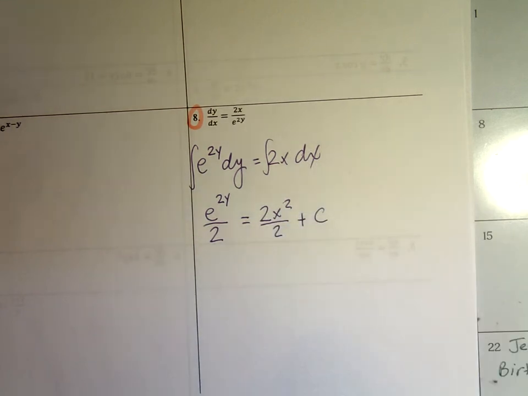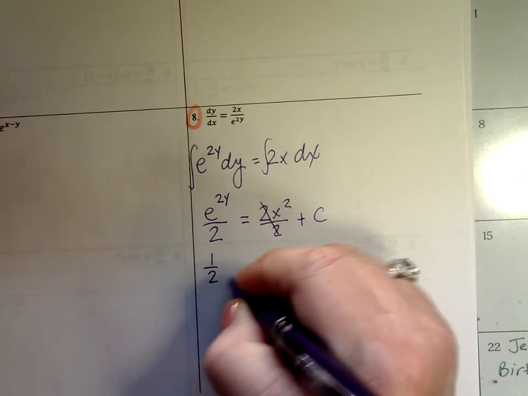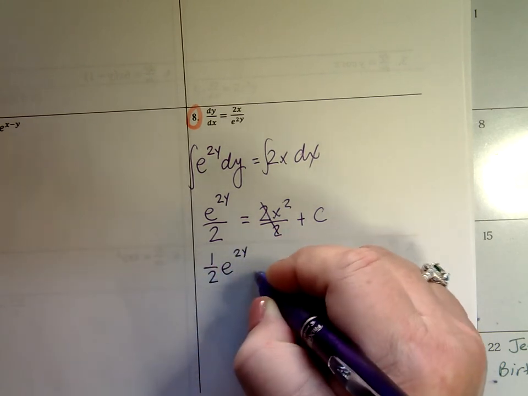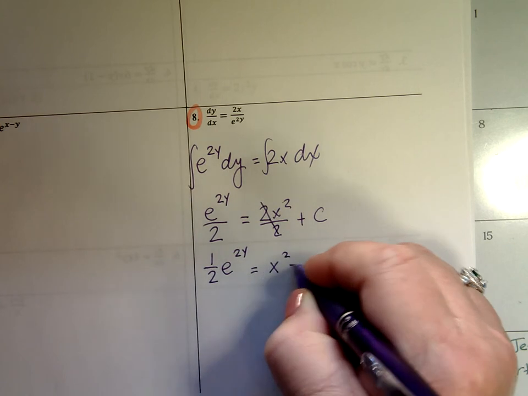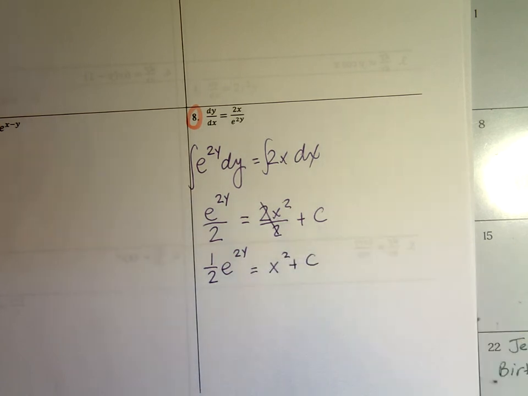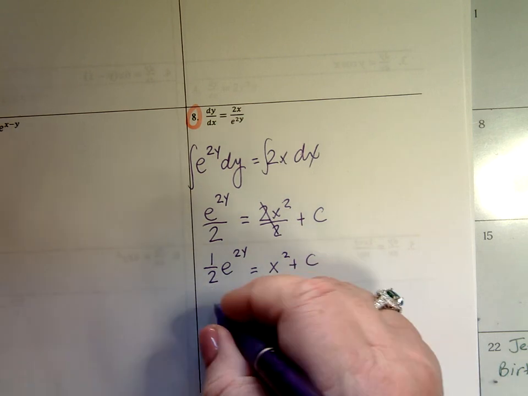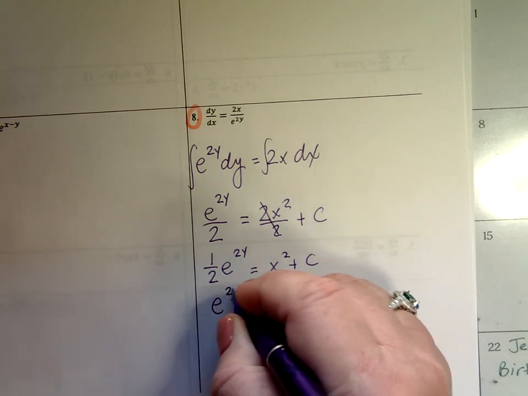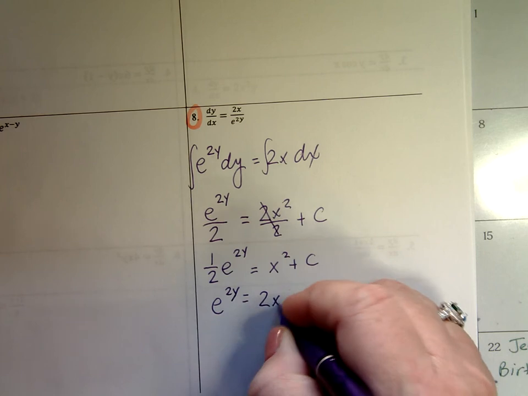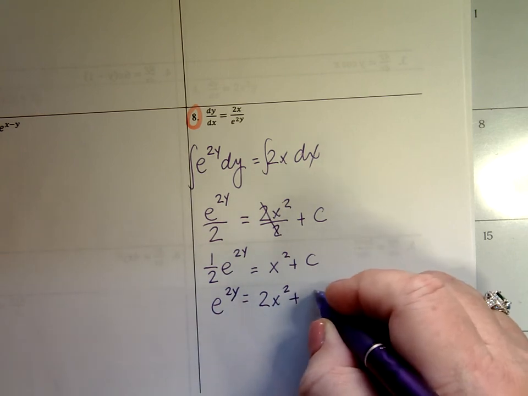And then it's a matter of me digging to get y by itself. So let's see a couple things we can do. First, I can cancel these 2's, right? This is really a 1/2 e to the 2y equals x squared plus c. The next thing, I'm trying to dig towards this y, is getting rid of this 1/2. So I'm going to multiply both sides by 2. That's going to give me e to the 2y equals 2x squared plus 2c. I don't care, it's 2c, it's just a c.